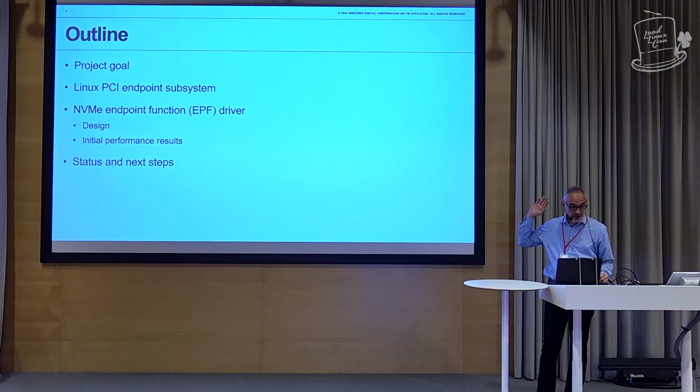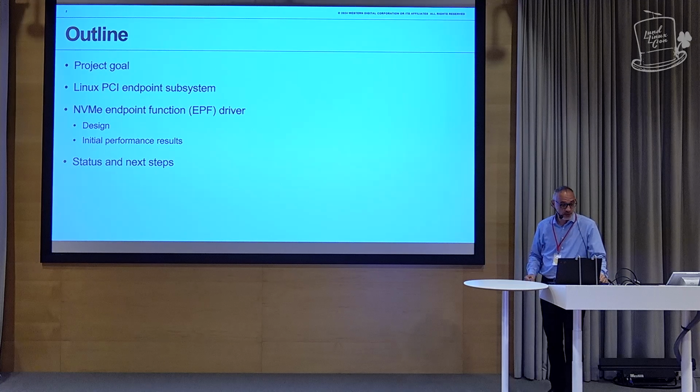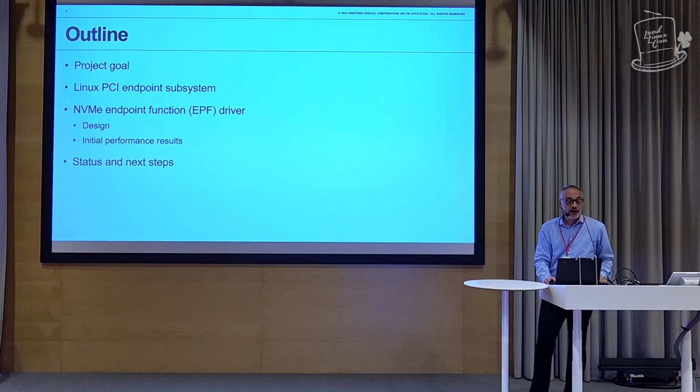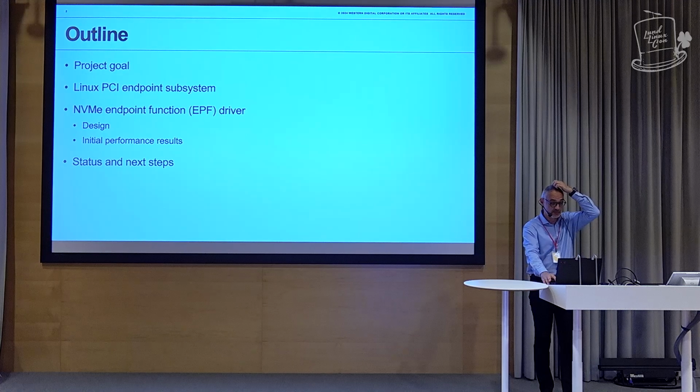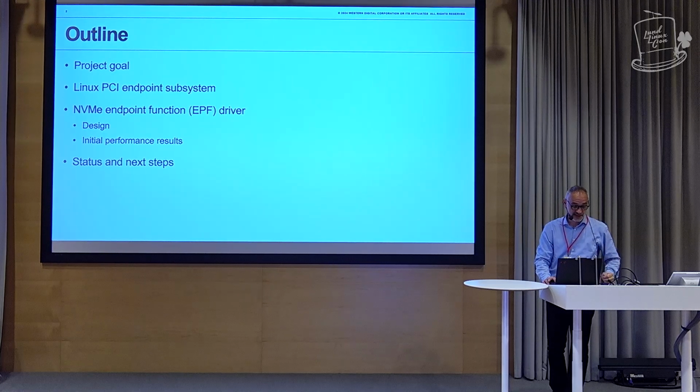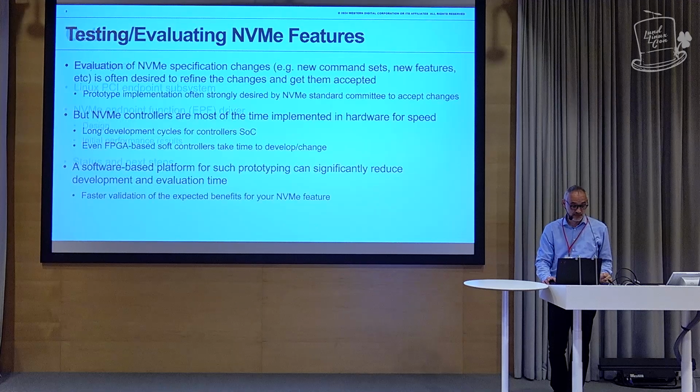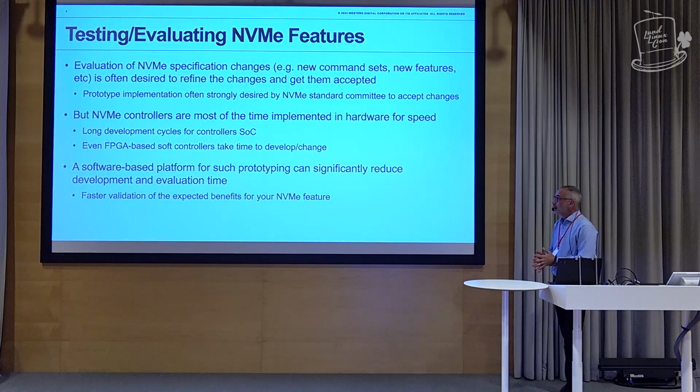So, quick outline. I'll give some background on why we're working on this, describe a little bit what the PCI endpoint subsystem is in the kernel, go through our NVMe endpoint function driver, showing the design and some performance results we got, and status and next steps to conclude. So, why this work?